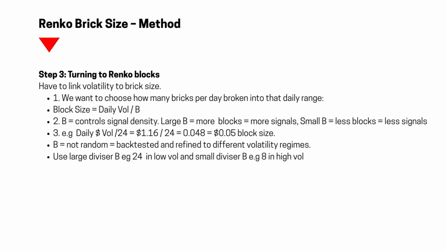So a quick calculation there, as you can see in point 3, the daily dollar volatility divided by 24, so it's 1.16 divided by 24 equals 0.048, roughly 5 cents. We round that up to a 5 cents block size. You're wondering, well, where do we get 24 from? It's not random. I backtested and refined that number in different volatility regimes. I'm going to show you a table shortly of how you can quickly come up with this across markets, not just crude oil, whether it's indices, gold, whatever. But just remember, use a large divisor in low vol and a small divisor, for example like 8, in high vol.